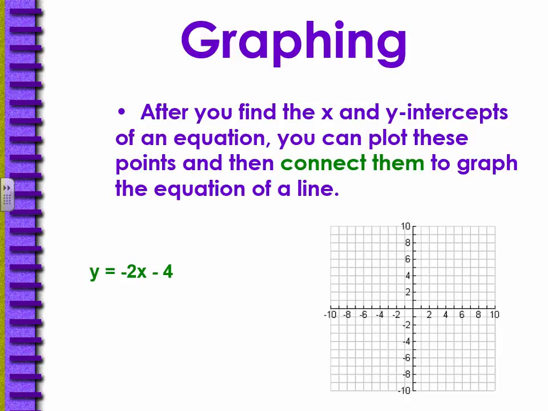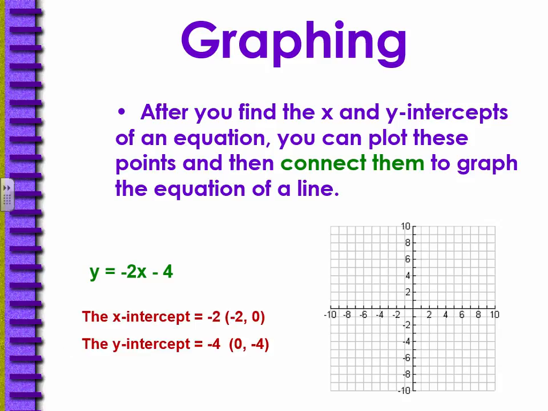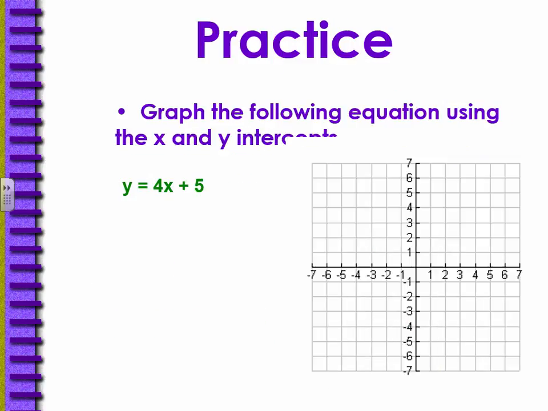After you find your x and y intercepts of an equation, you can plot these points and connect them to graph the equation of the line quickly. So we found the x-intercept to be (-2, 0), meaning we will go -2 on the axis and 0 up or down, so staying there, and then (0, -4) on the y-axis. And connect those with arrows at the end of your line. And so that is the graph of that equation.